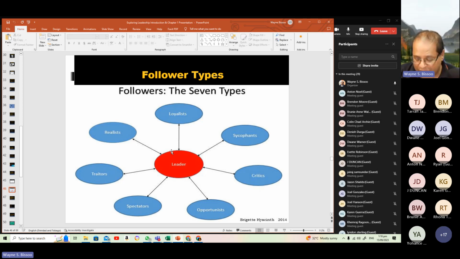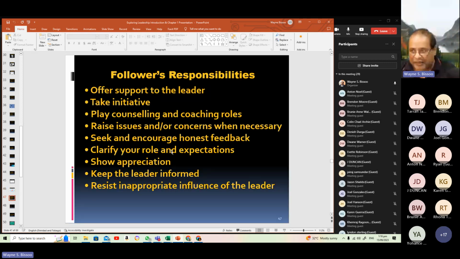So those are the kind of things that you want to pay attention to when it comes to follower types, because followers have things that they have to do, and that's called their followers' responsibilities. They are there to support the leader. Without the support of followers, leaders can't really do much. Good followers also take initiative. You don't wait to be told to do something, you do it on your own.